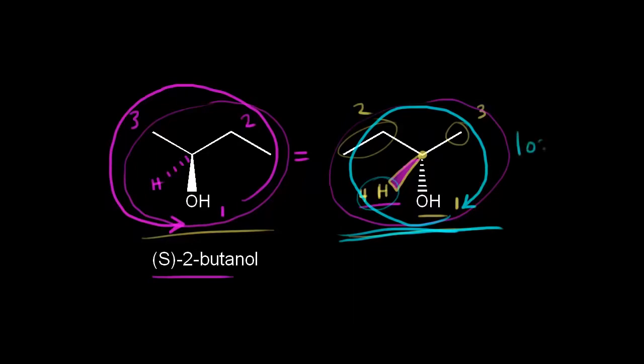So I'm going to write it looks R here. It looks R. But since the hydrogen is coming out at us in space, we can take the opposite of how it looks. So if it looks R and the hydrogen is coming out in space, you know it's actually the S enantiomer. So that's a little trick that you can do. Instead of rotating the molecule in your head, you can just assign your priorities, come up with R or S, and then take the opposite.